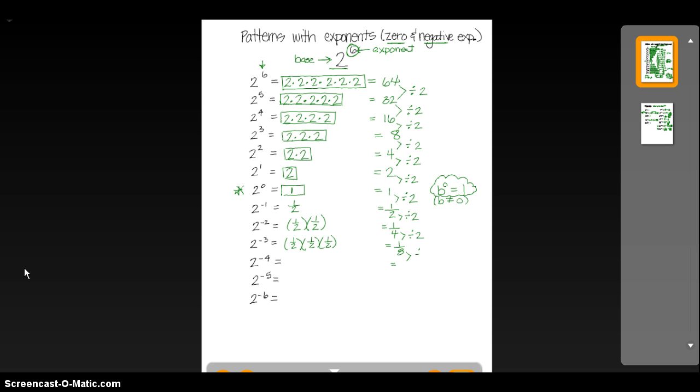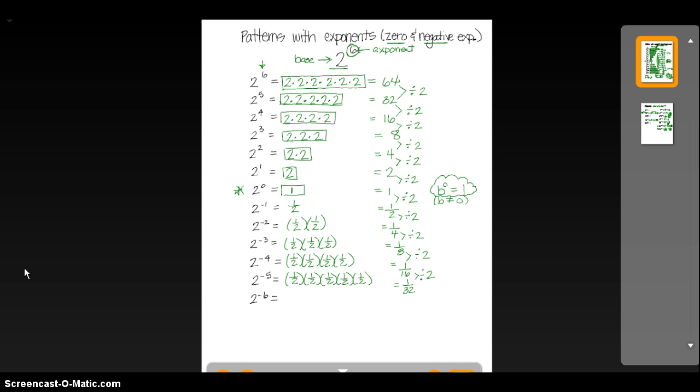2 to the negative fourth power, again I'm dividing by 2. That gives me 1/16, which means I have 4 factors of 1/2, and the pattern continues. So as my negative exponents get smaller, negative 2, negative 3, negative 4, negative 5, negative 6, the number of factors of 1/2 is increasing. So 2 to the negative fifth power would be, you guessed it, 5 factors of 1/2, which would be 1/32, again, because I'm dividing by 2.